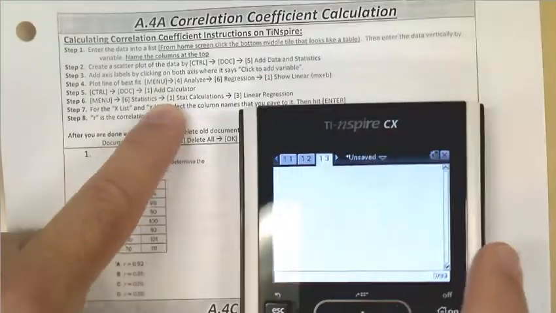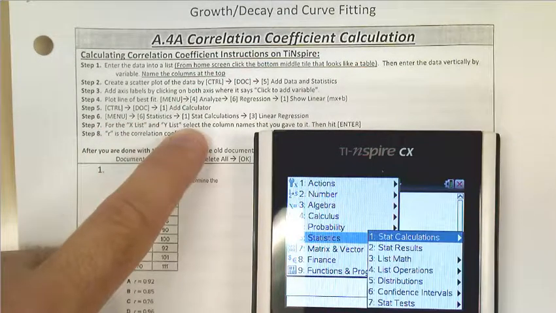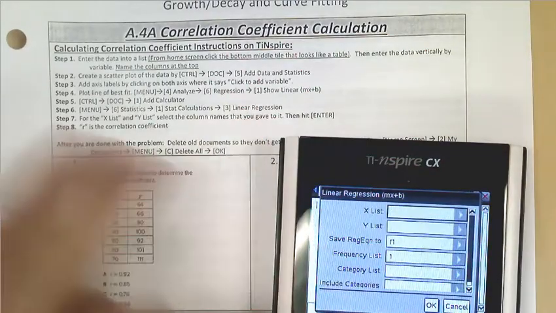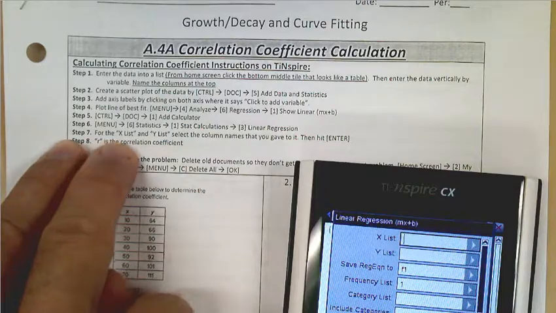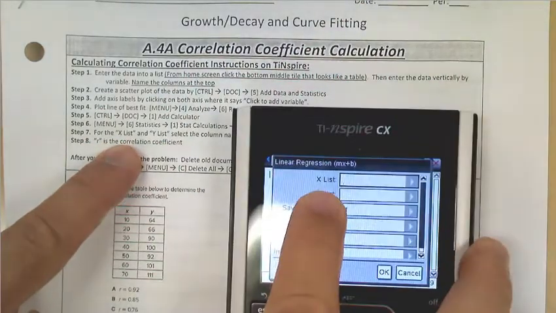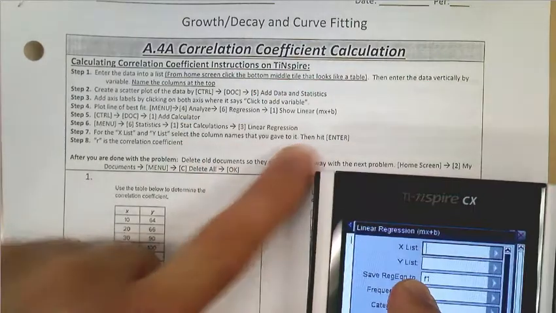Then with Control Doc 1, the next step is Menu, 6, 1, 3. Notice you are simply following step by step. All right, we're done with that step. So now step 7, for the X list, which is written here, and the Y list, which is written here, select the columns that you gave to the name.